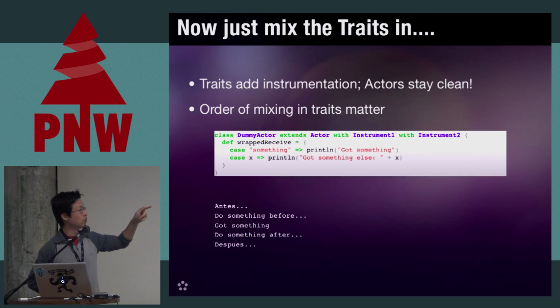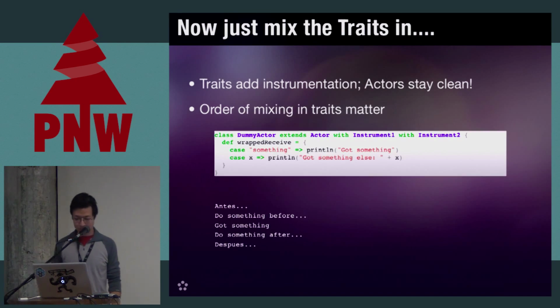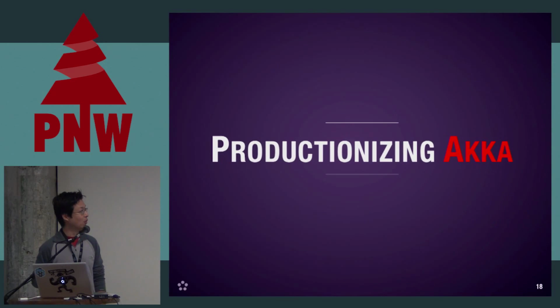Then it calls instrument 1, which is the next superclass. Then it calls actor stack, which is the parents. And then that calls the dummy actor. So that's the order that happens. And we'll show some examples of how we use this.